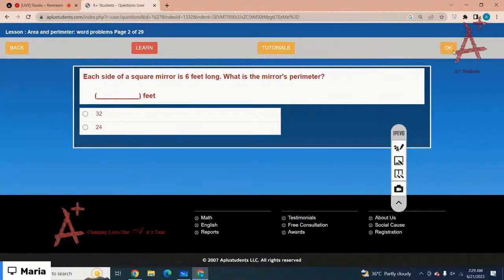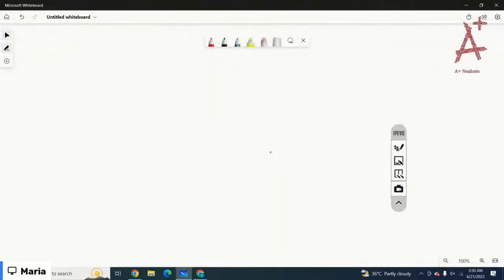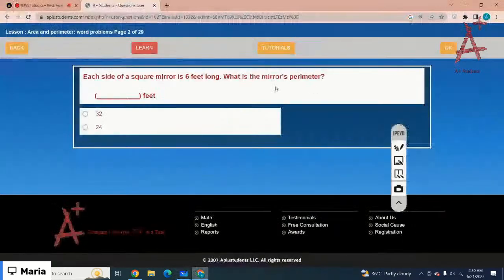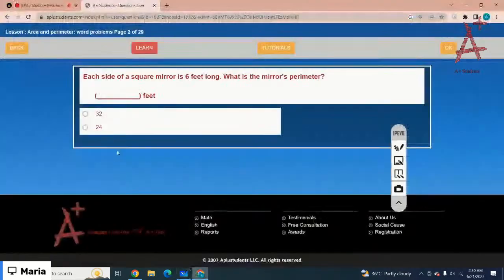Each side of a square mirror is 6 feet long. What is the mirror's perimeter? So you are given the side length of the square mirror, that is 6. You have to calculate the perimeter. For perimeter, we have to add all the side lengths. So it would be 24.